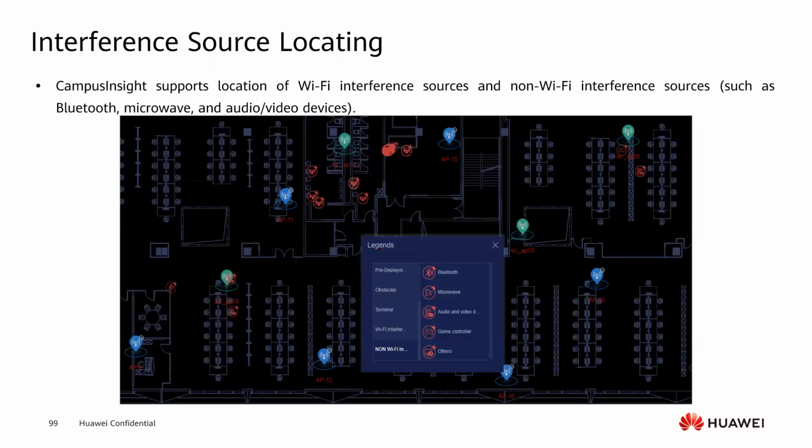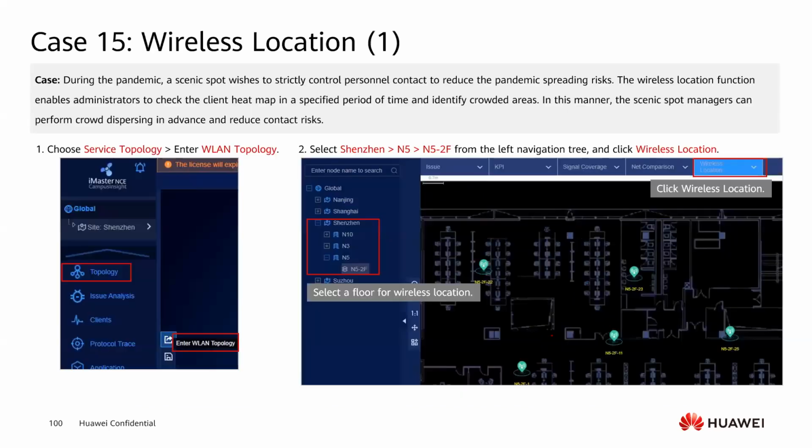And it also supplies functions such as the interference source locating. It will locate all of the interference source devices, such as the Wi-Fi interference source, and also non-Wi-Fi interference sources like the Bluetooth, the microwave, and also others. So for example, the first is this for the wireless location.